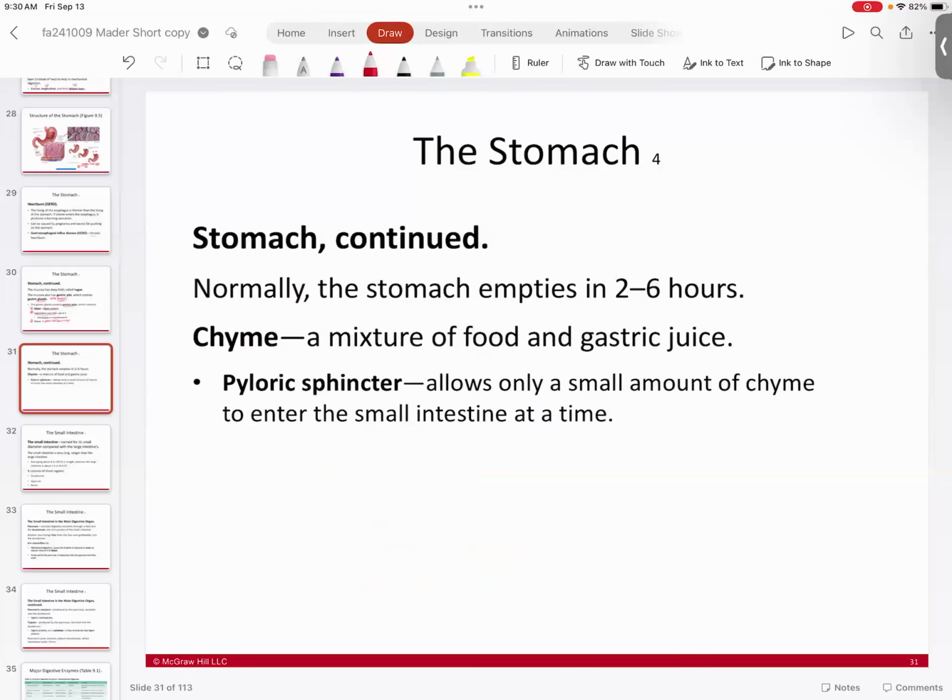Generally speaking, when you eat food, it'll take a few hours for your stomach to empty, between 2 and 6, depending. But what leaves the stomach is chyme, a mixture of food and gastric juice, and it is typically a liquid at this point. This will be injected through the pyloric sphincter and move into the small intestines for further digestion.